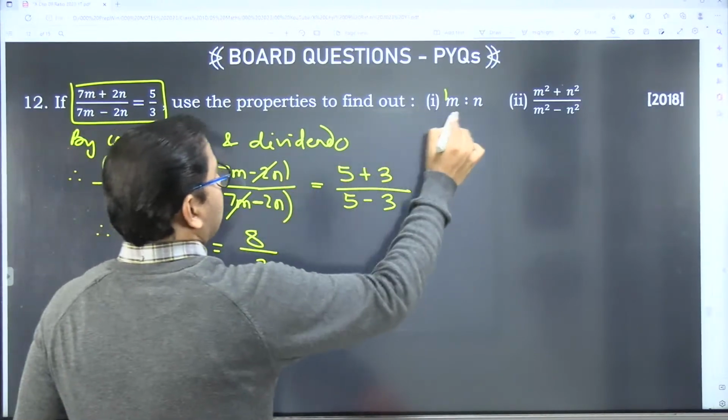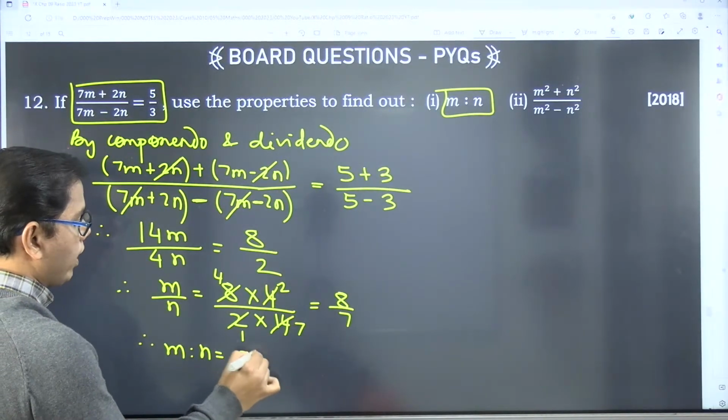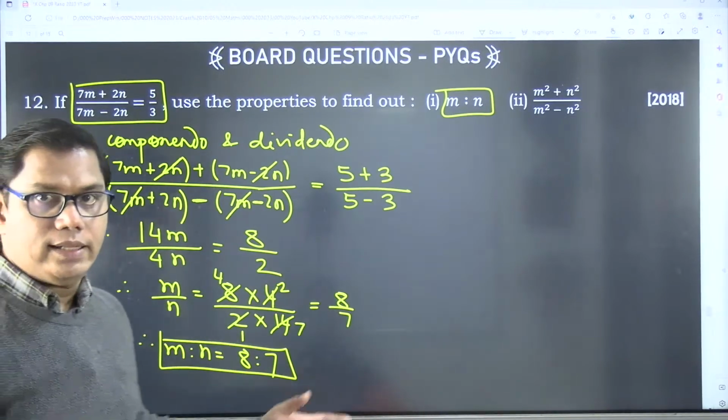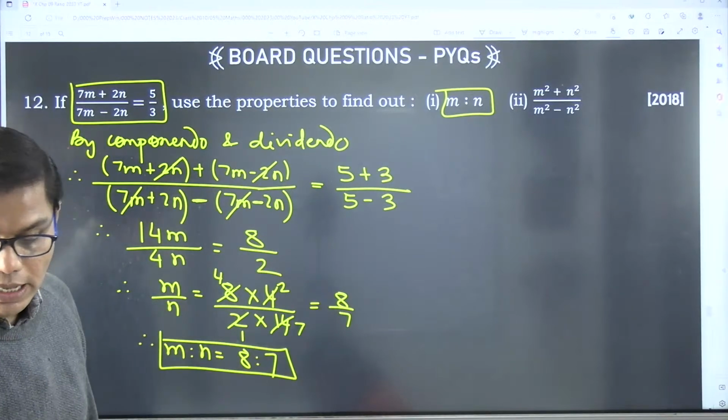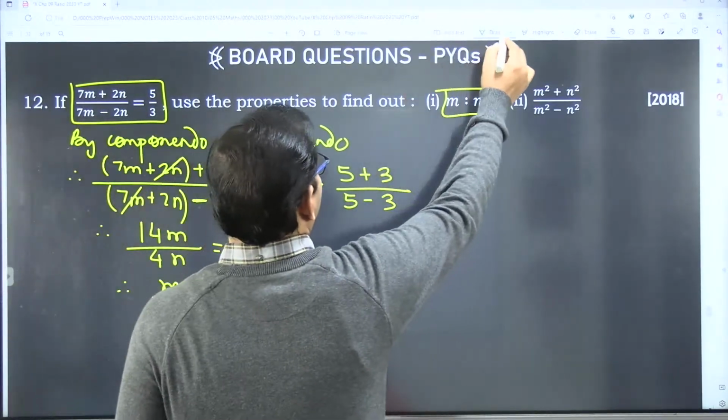Now look at the question. Question is in the form of a ratio. So I'll write my answer as a ratio. Otherwise, the teacher may deduct my 1 mark for not writing the answer in the manner which is asked in the examination. Right? Yes, this is an important question. Definitely an important question.